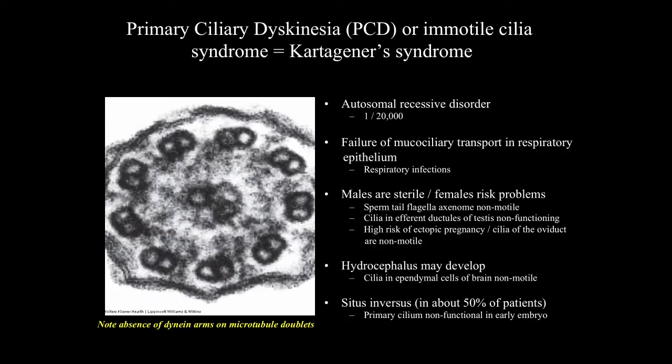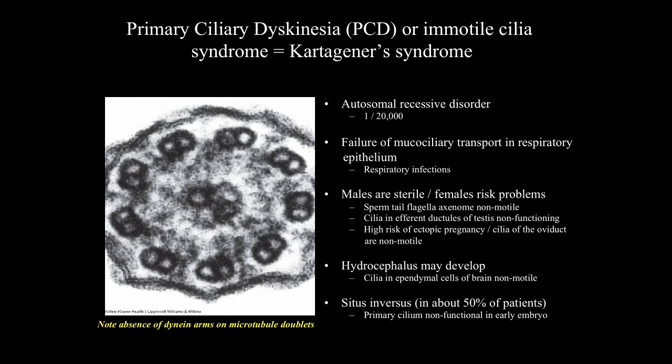There are a variety of genetic disorders that are called ciliopathies, and there's one in particular that's called primary ciliary dyskinesia or Kartagener syndrome. That's an immotile cilia syndrome, and it happens to be an autosomal recessive disorder. It occurs about once out of 20,000 births. There's a failure of the mucociliary transport system in the respiratory epithelium, so you're prone to respiratory infections. Males are sterile and females run risks of problems.